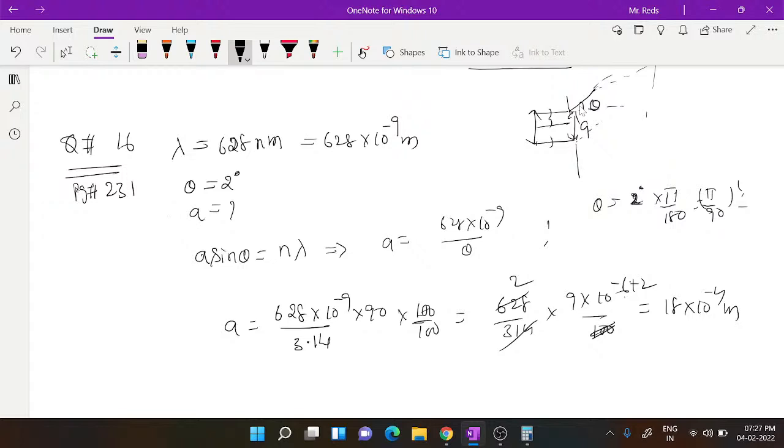Minus 9 is there, right? Here we are multiplying this 100 with this, so it becomes 314, and 100 will be there as it is. So 9 into 10 power 3. So 10 power minus 9 plus 3 becomes 10 power minus 6 only will remain here. So directly you can write it as 18 into 10 power minus 6. That is micrometer, 18 micro.